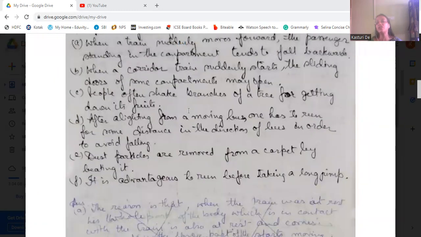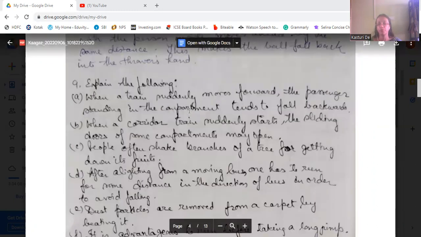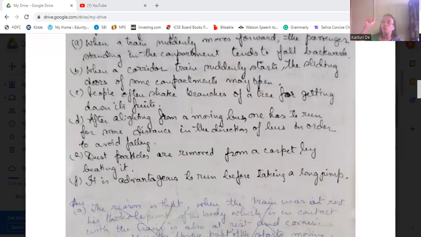People often shake the branches of a tree to get its fruits down. When a person shakes the tree, we see the fruits fall on the ground. When you are shaking the tree, the branches of the tree come in motion, but the fruits are still in the state of rest. So when the branches come in motion, the fruits which are in contact with the branches lose that connection, and the fruits fall on the ground due to the gravitational pull.